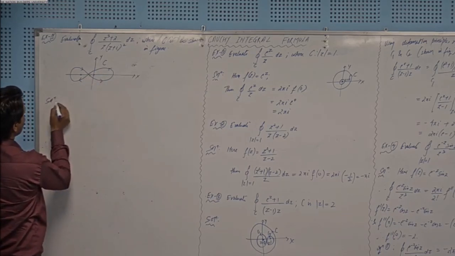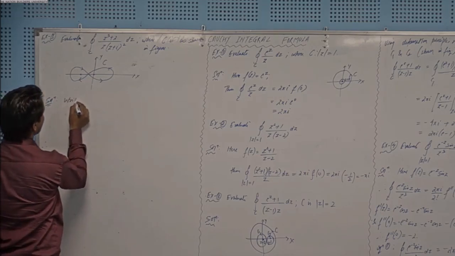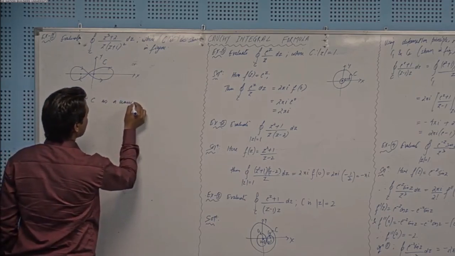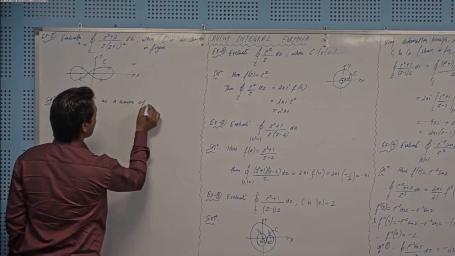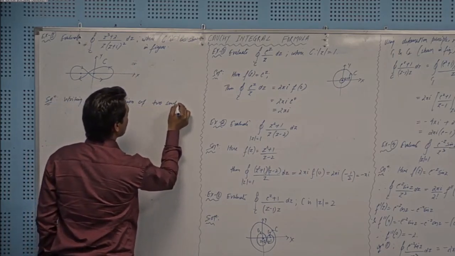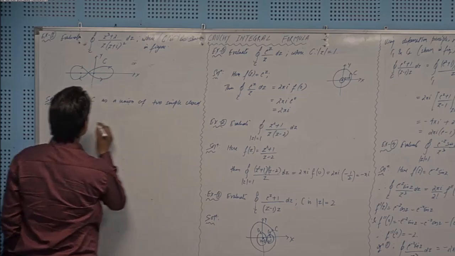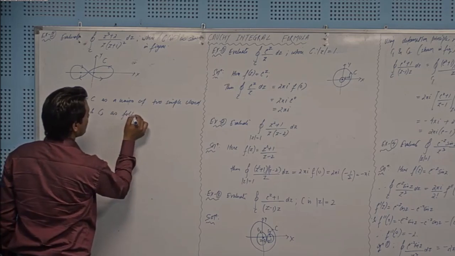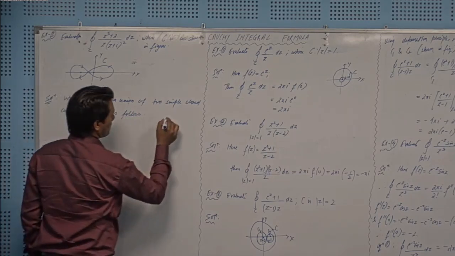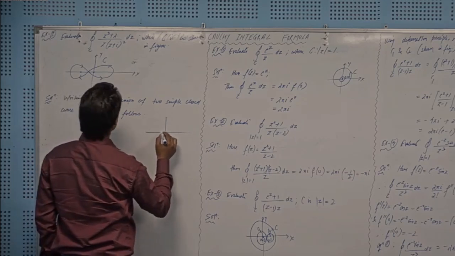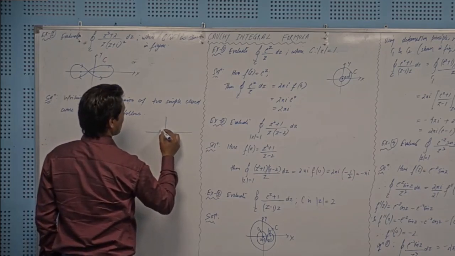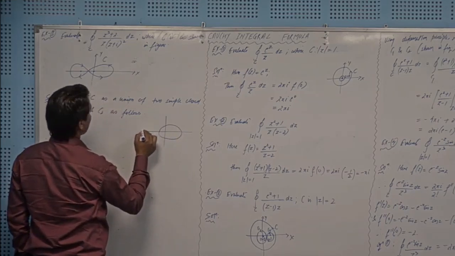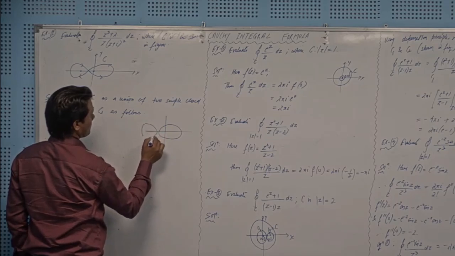Solution: writing curve C as a union of two simple closed curves C1 and C2 as follows, right? If you see the picture, it will become like this, and another one will appear like this.